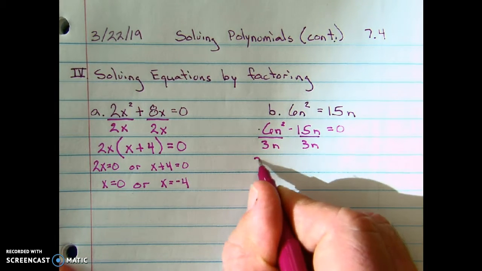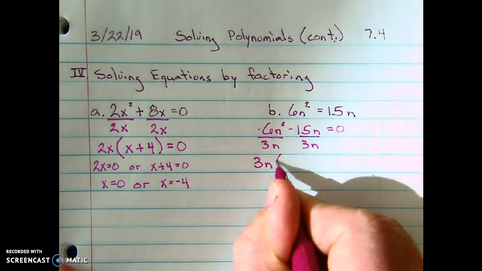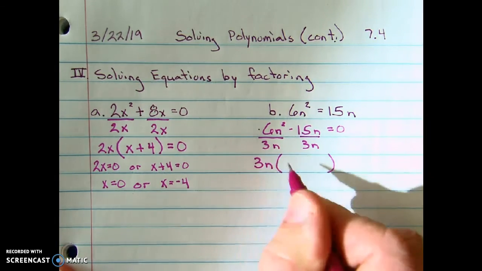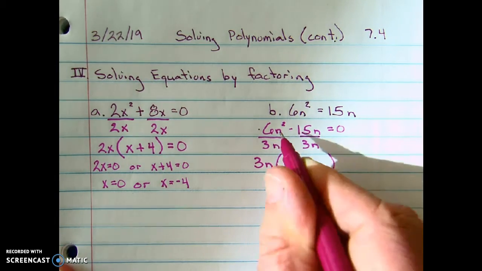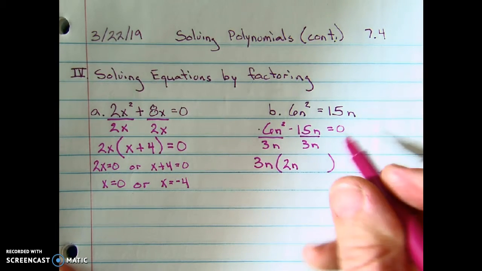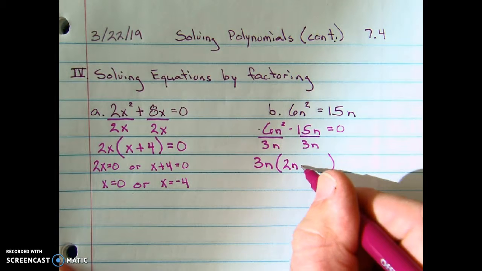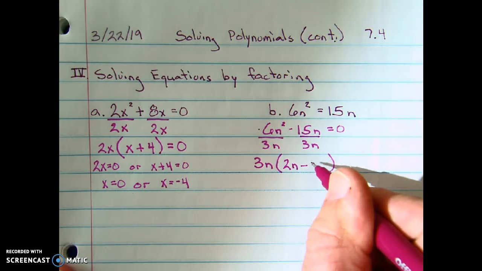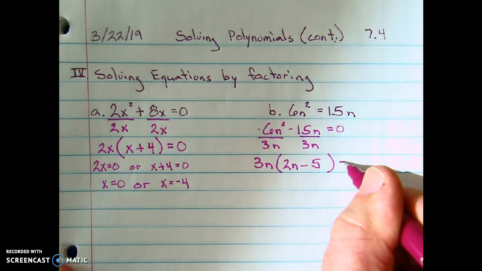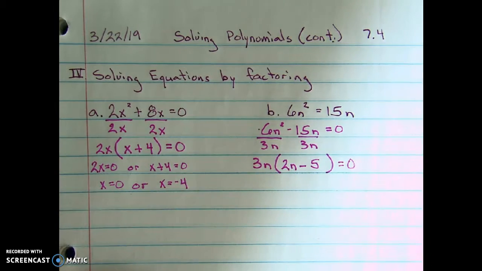So I'm going to put that out front, 3n. And then whatever's left goes inside. 6 divided by 3 is 2. N squared divided by n is n. On the right side, I have a minus there. 15 divided by 3 is 5. N divided by n is just 1. That cancels out. So that's going to be equal to 0.